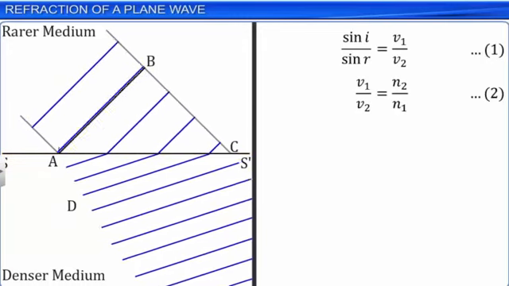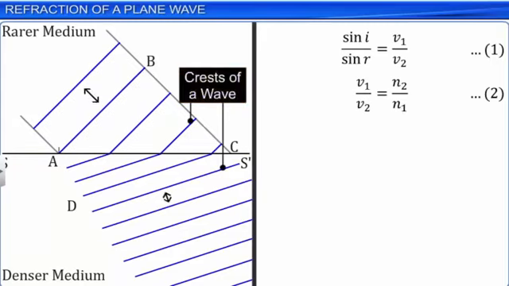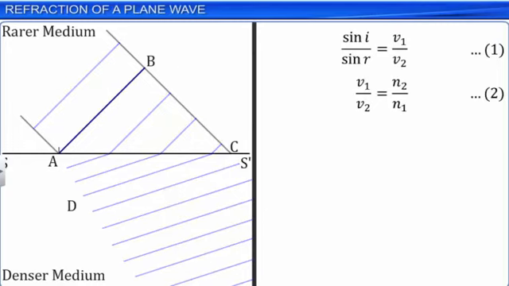If the wave fronts as shown represent crests of a wave, then the distance between two successive wave fronts in a medium is equal to the wavelength of light in the medium. Let the wavelength of light in medium 1 be lambda 1, and in medium 2 be lambda 2. If the wavefront AB is considered, the points A and B reach the points D and C at the same time.